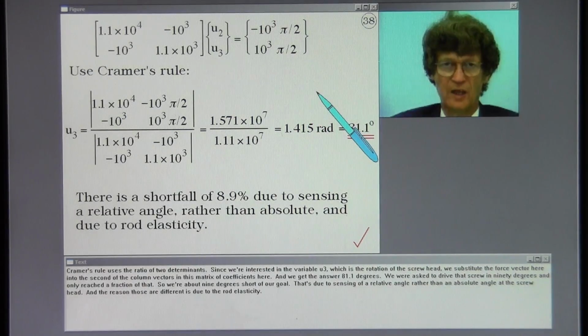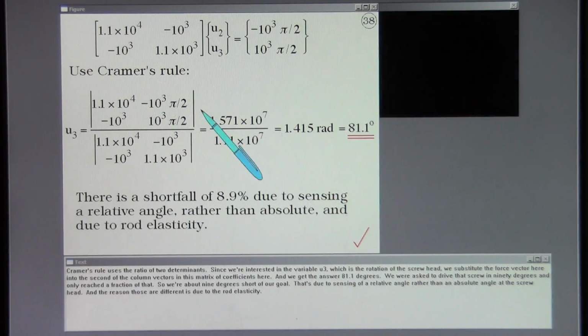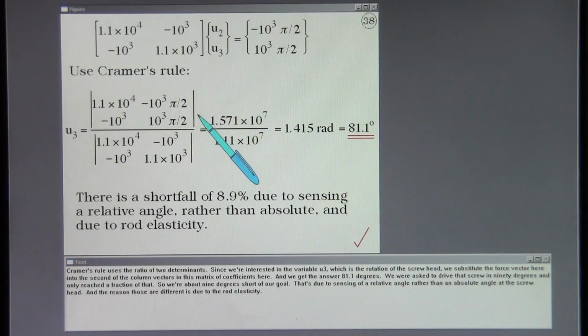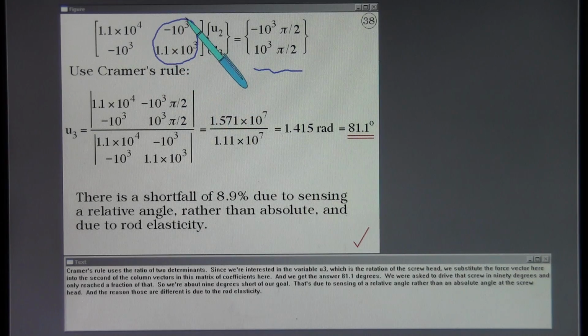Cramer's rule uses the ratio of two determinants. Since we're interested in the variable U3, which is the rotation of the screw head, we substitute the force vector here into the second of the column vectors in this matrix of coefficients. And we get the answer 81.1 degrees.